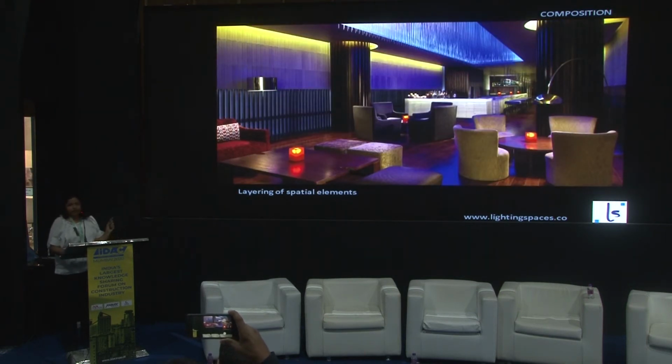and layering of spatial elements. This is inside the Lantern restaurant in Ritz-Carlton Bangalore. And if you see here, the ceiling forms one element. The wall grazing, that slot, forms the second element. There are these columns here, and there is the seating group there.